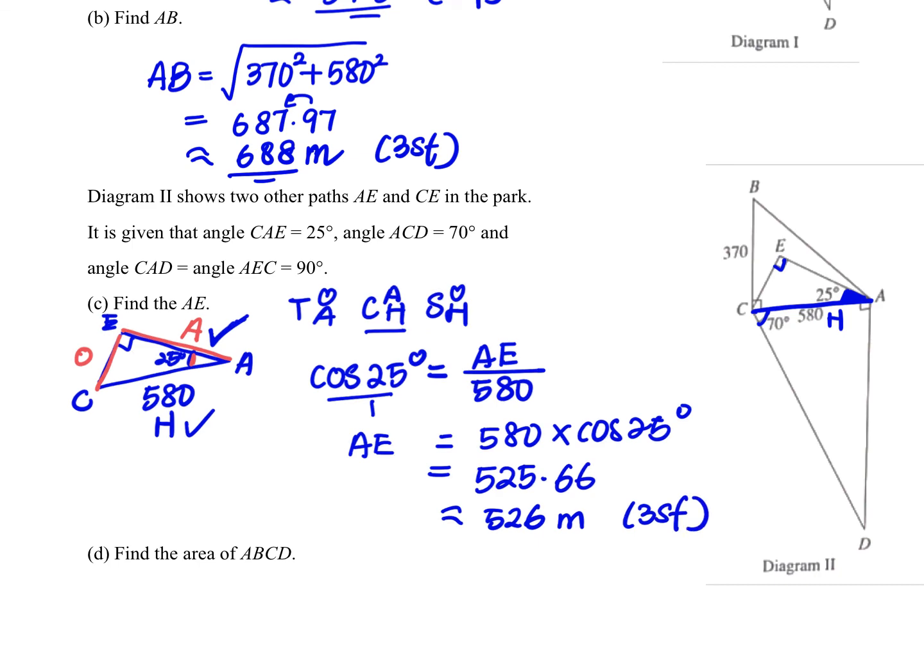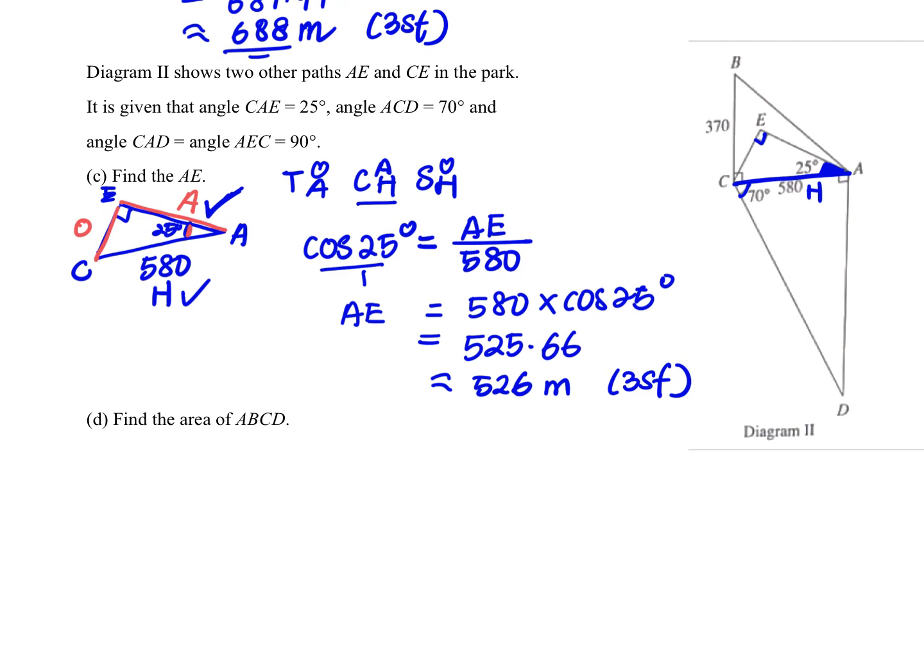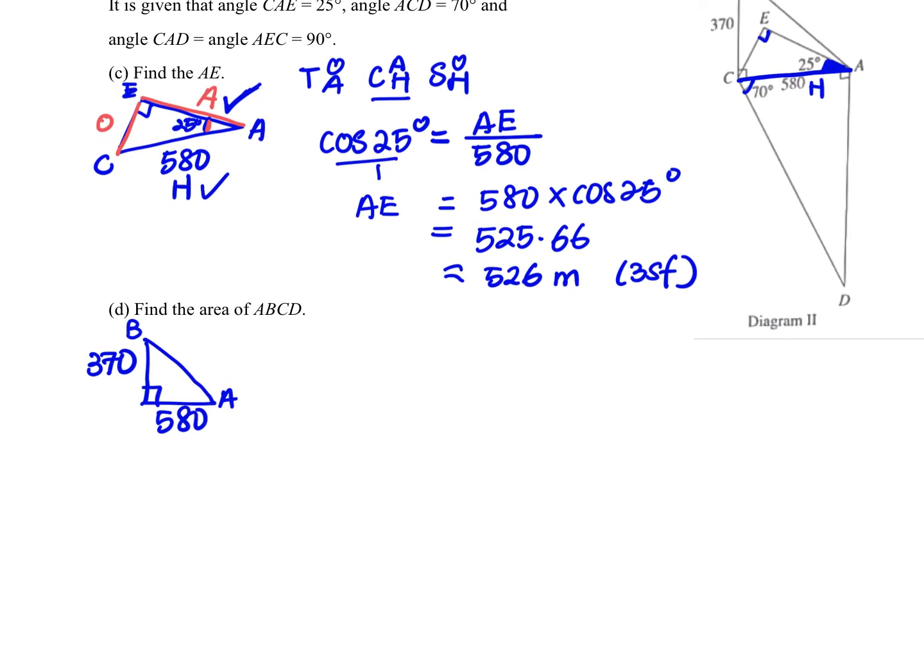Okay, last but not least, they ask us to find the area of the whole ABCD. Well, this can be split into two parts. I have two triangles. The first triangle ABC, this is 370, this is 580. I can use half times base times height, right? Then next one, I need to look at the triangle over here. This triangle, this is the 70 degrees. This is A, C is 580, and D, that's all. So if I want to find the area of this triangle, I'll probably need to find the length AD, right?